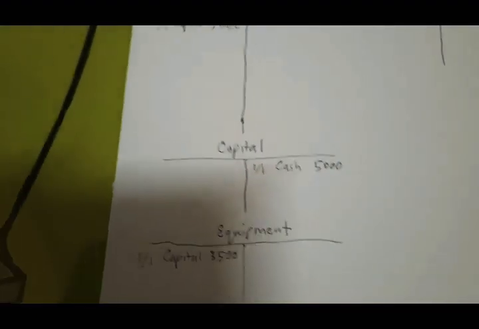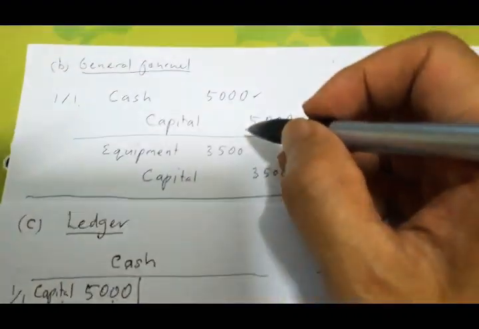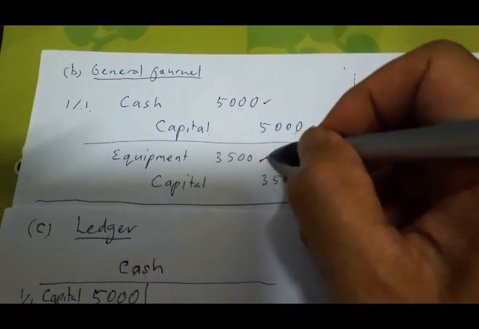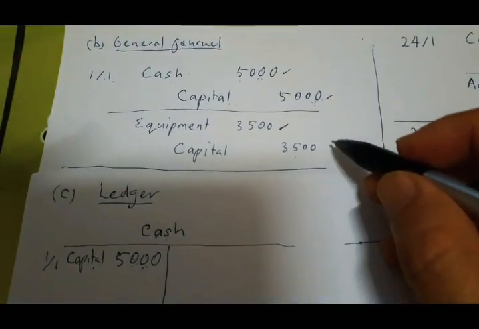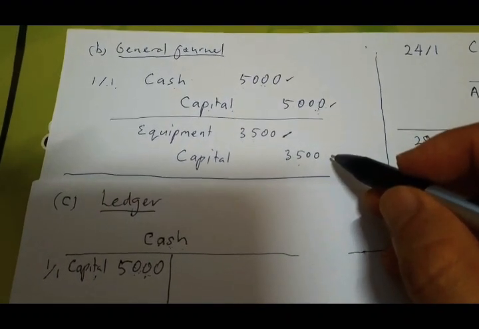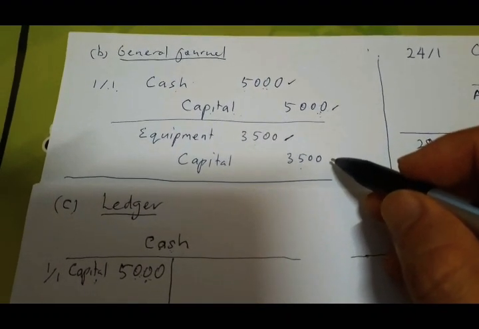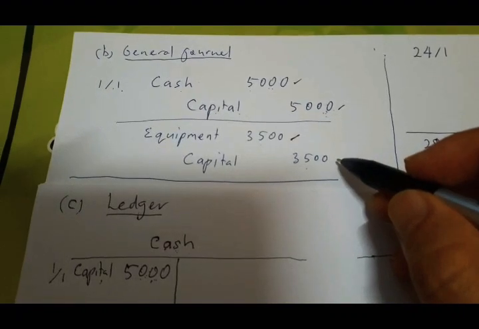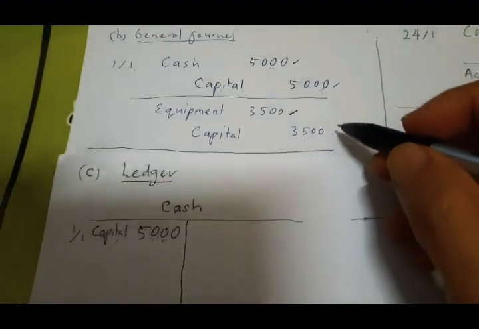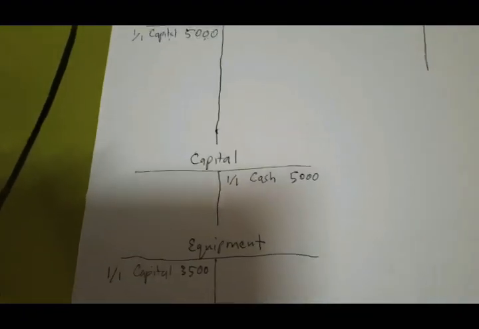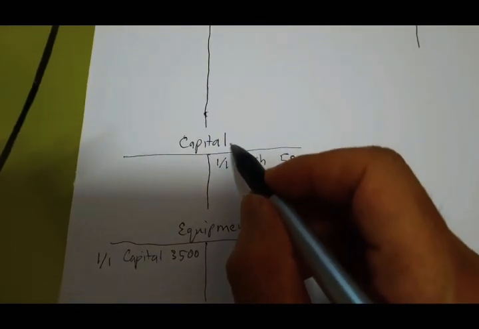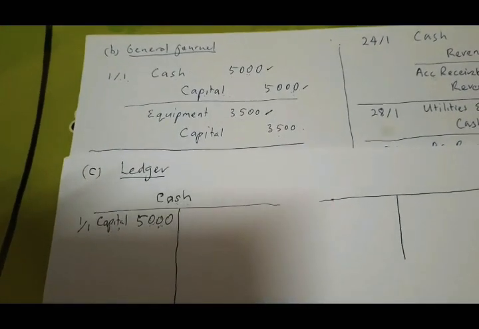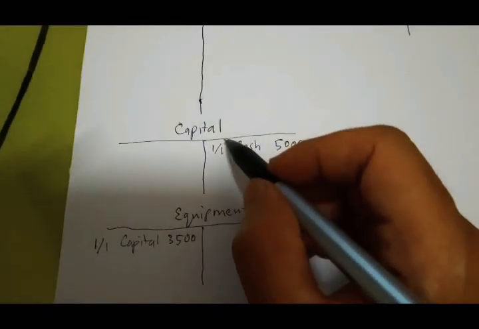And then okay, so you have done this. And then the next thing in the general journal, the second thing, is credit account capital 3,500. So you check your ledger. You already have the account capital, so you don't have to create a new one. So credit account capital 3,500.